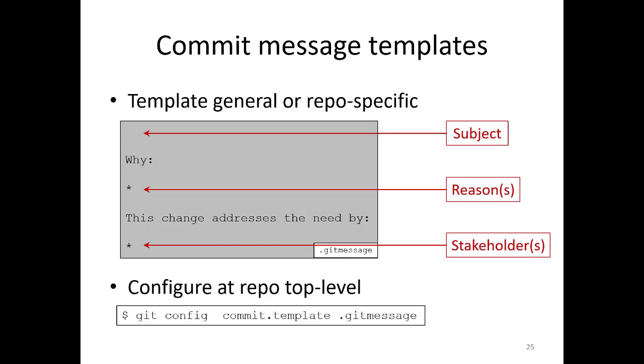So to configure at repo top level, you just do git config commit.template, and then the name of the template. Typically it's a hidden file, and .gitmessage is a good name for it, but you can take a different name if you prefer. And of course, if you want a global one, then you just do git config --global, and it will be a global configuration.